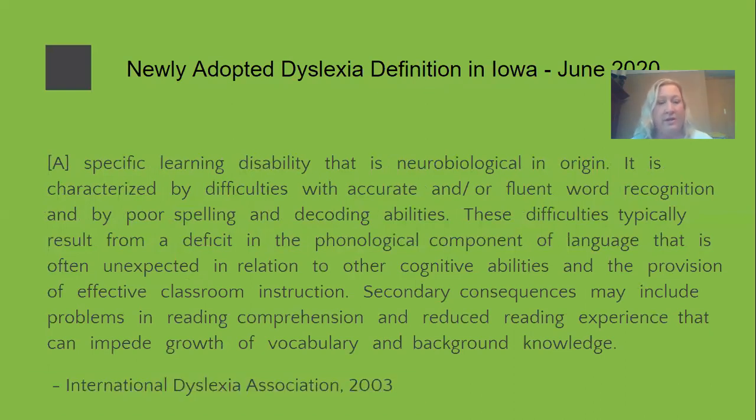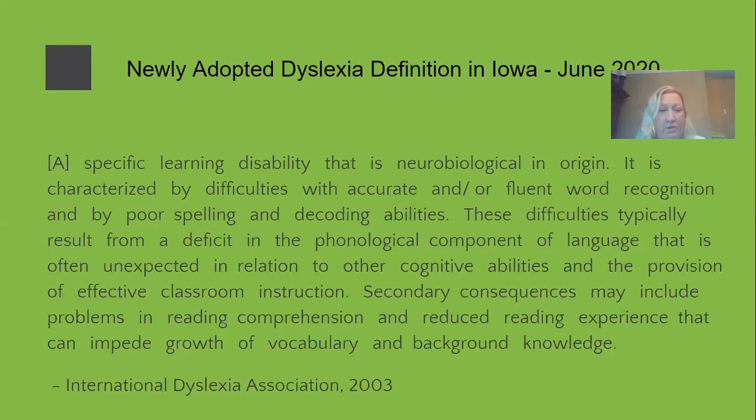And it is the same definition that the International Dyslexia Association, IDA, uses. The IDA definition is the most referenced and the most widely used one. So this is what it says, and I want you to think about how this is different from what Iowa was previously using. A specific learning disability that is neurobiological in origin. It is characterized by difficulties with accurate and or fluent word recognition and by poor spelling and decoding abilities. These difficulties typically result from a deficit in the phonological component of language that is often unexpected in relation to other cognitive abilities and the provision of effective classroom instruction.